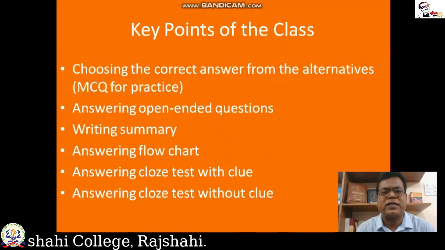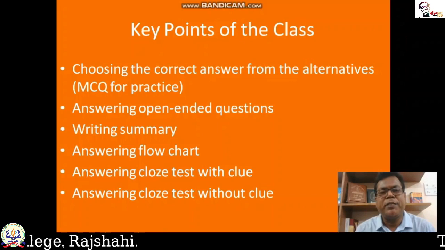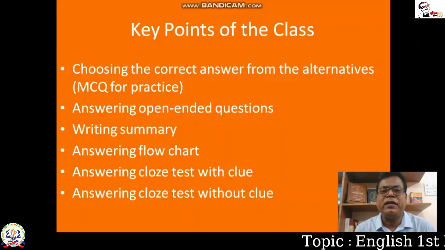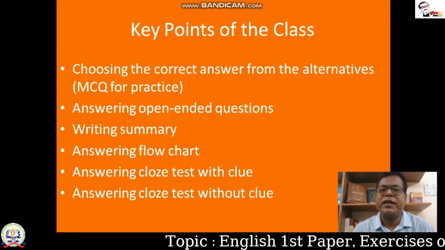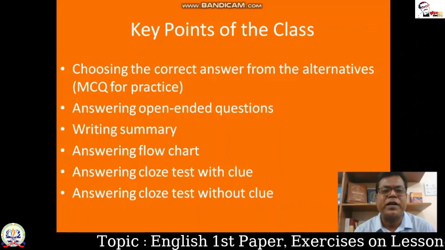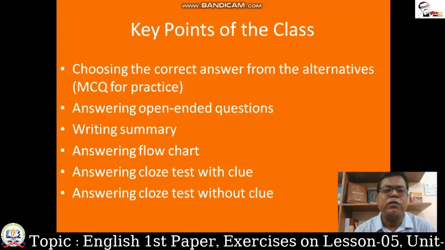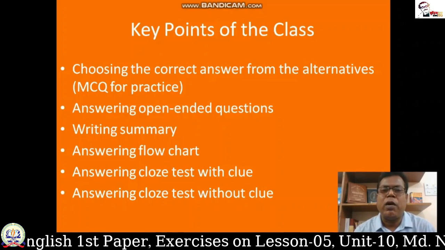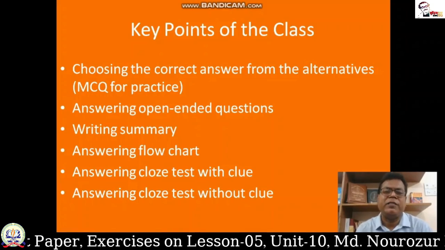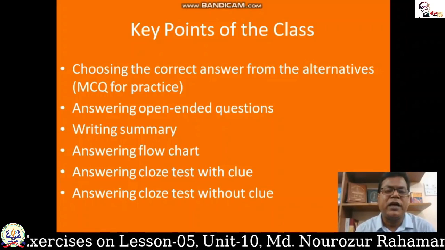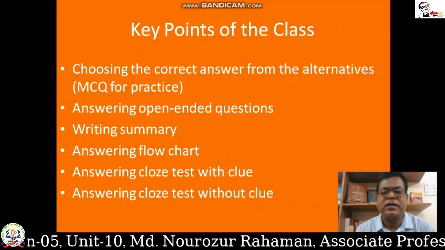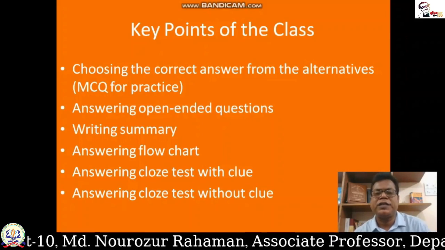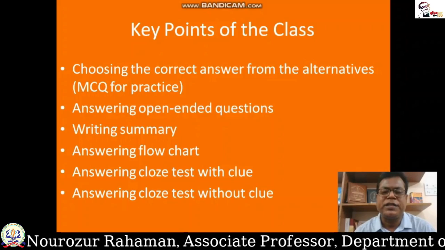Key points of the class. I have set some questions based on the text of lesson 5 unit 10, the peace movement. The first item is choosing the correct answer from the alternatives, MCQ for practice. Next, I will show you answering open-ended questions. Next, I have written the summary of the text. Next, I will show you how to answer flowchart. Next, I have set another two questions, cloze test with clue and cloze test without clue.